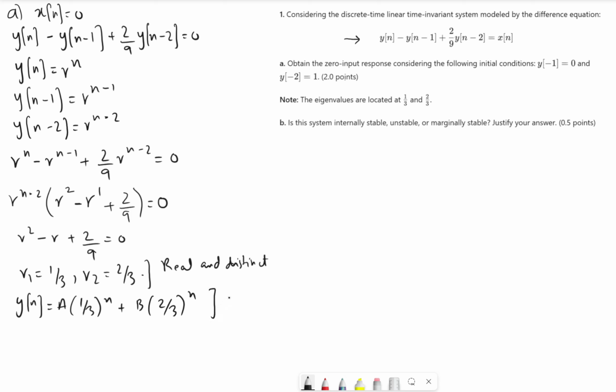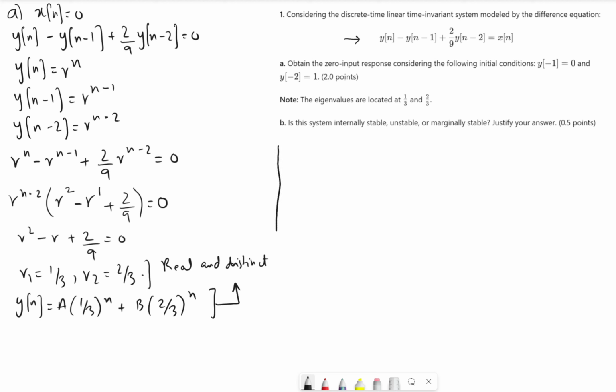This general solution is valid only if the roots are real and distinct. The roots could have been 1 by 3 and 1 by 3. In that case, this equation is not valid. The roots could have been complex, 5 plus minus 2 iota. So the general solution won't be valid for that case as well. So this is only valid for the case when the roots are real and distinct.